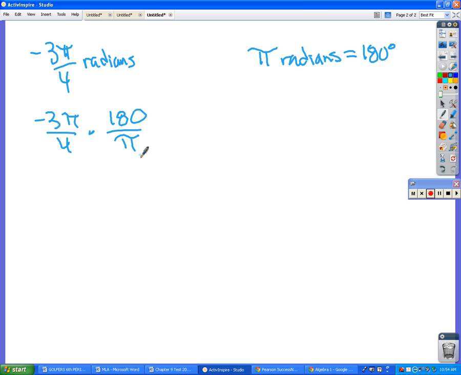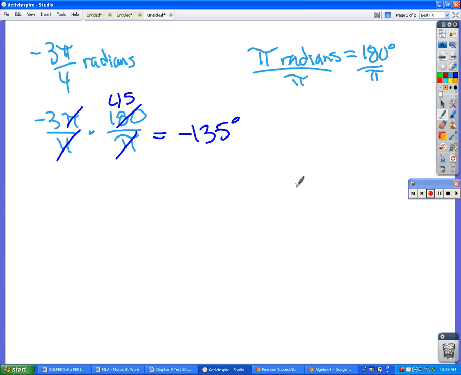Okay? Because if I wanted to solve this right here for radians, I would divide both sides by pi, right? I cross cancel, so this pi right here cancels with that pi right there. I can also say that 4 goes into 180 how many times? 45. And then that means to change that into degrees, that would be negative 135 degrees. Okay, because I went negative 3 times 45.